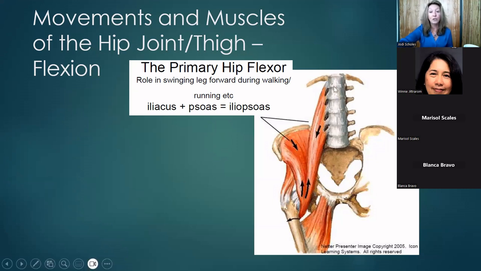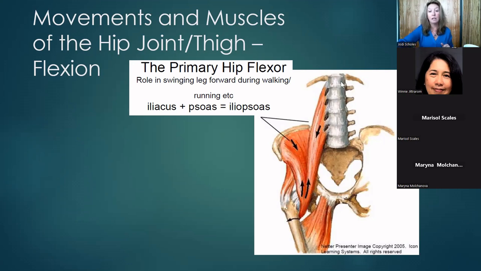So the psoas begins in the lumbar vertebrae. It starts in the lumbar vertebrae. It comes through our trunk, right here, and attaches to a bony landmark called the lesser trochanter. It might be a lot for one day, but I just want you to know the terminology.